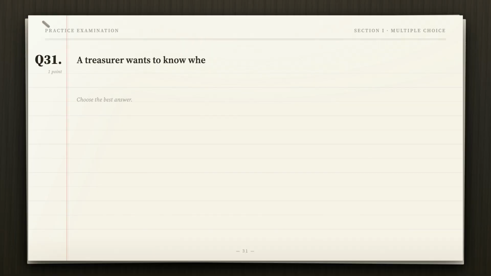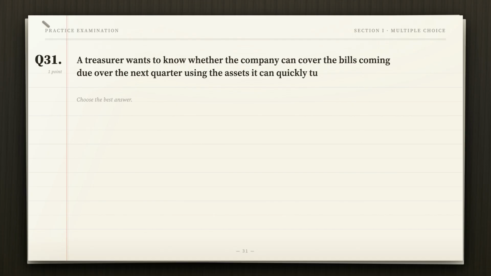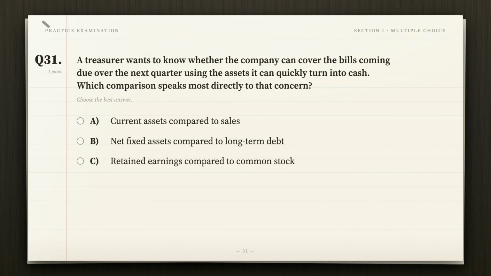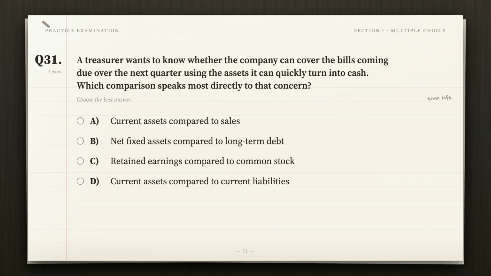Question 31. A treasurer wants to know whether the company can cover the bills coming due over the next quarter using the assets it can quickly turn into cash. Which comparison speaks most directly to that concern? Your options are A. Current assets compared to sales. B. Net fixed assets compared to long-term debt. C. Retained earnings compared to common stock. D. Current assets compared to current liabilities. Don't overthink it. Which one feels right?